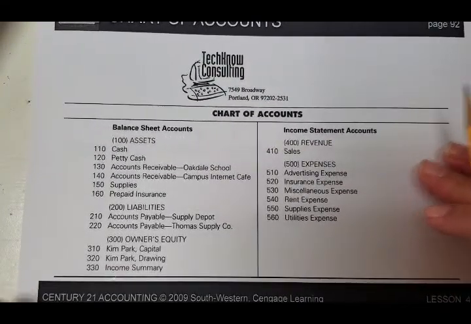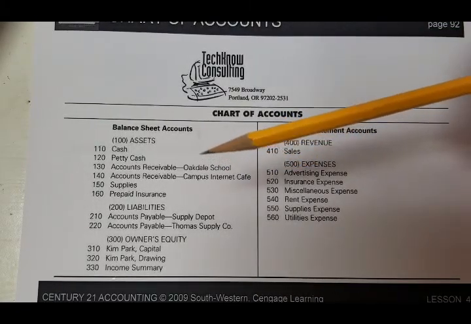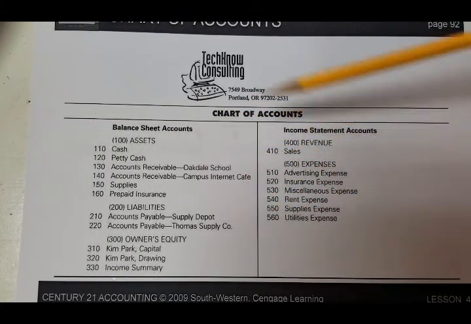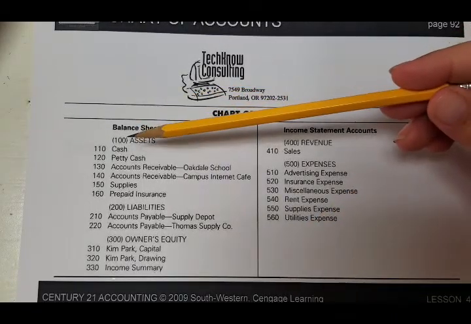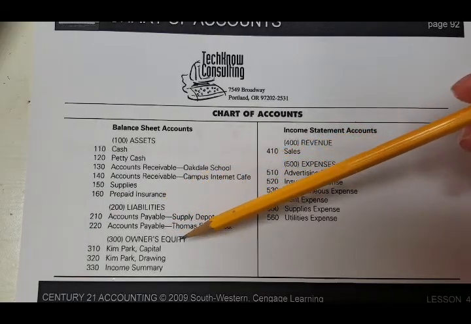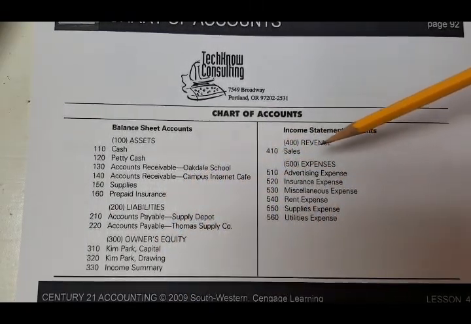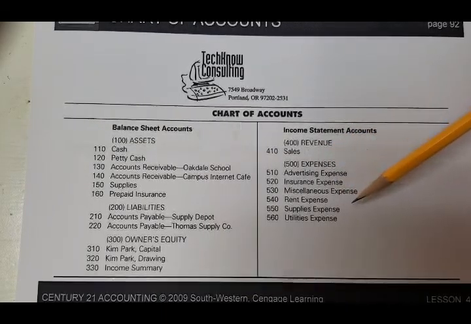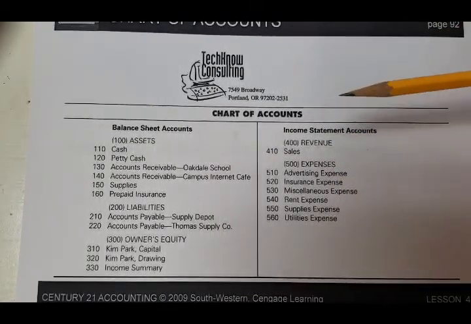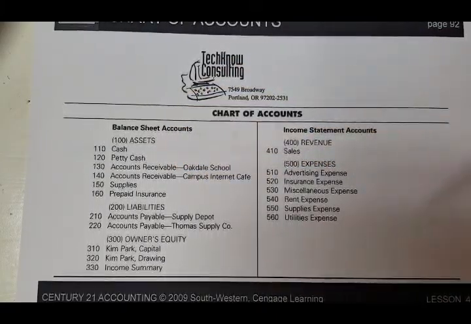This is our chart of accounts for Techno Consulting, and this is in your book. You can find it on page 2, so everything that we use is going to be represented in here. We've got our cash, our accounts receivable, supplies, prepaid insurance, liabilities, owner's equity. And then over here we have our sales and all of our expenses. So these are the only accounts that we are using up to this point. There is a few others listed here.